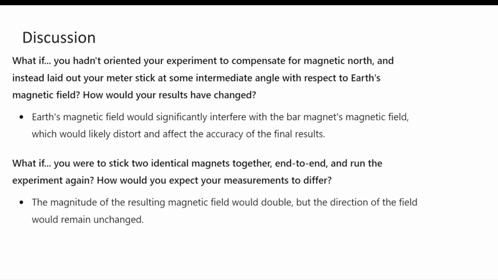Next, what if we were to stick 2 identical magnets together, end to end, and run the experiment again? If this happened, I believe the magnitude of the resulting magnetic field would actually double, but the direction of the field would not change. Thank you.